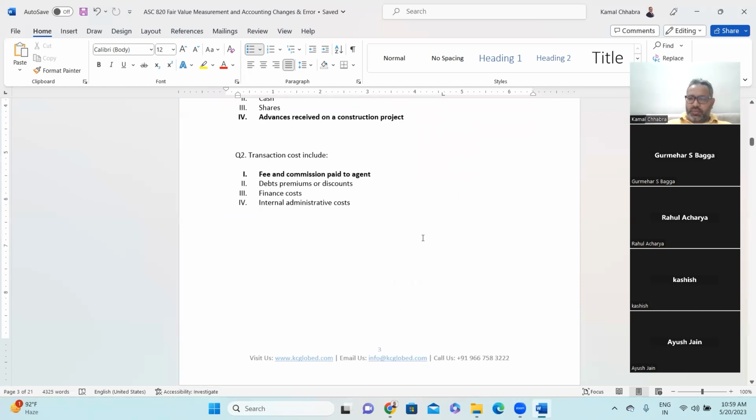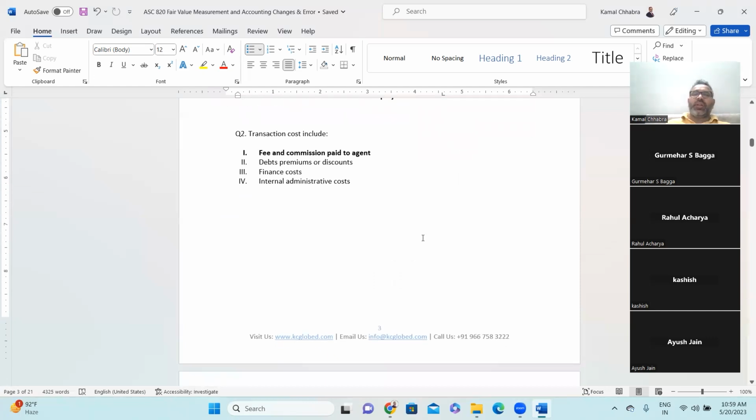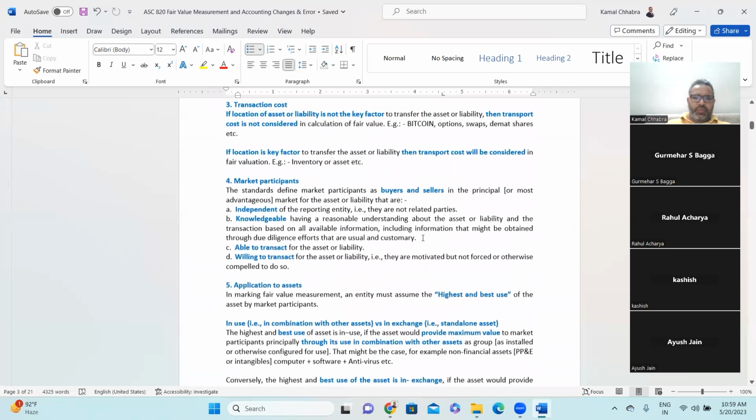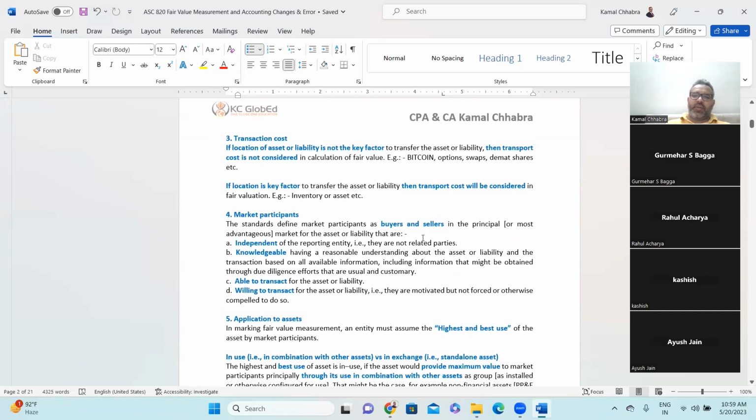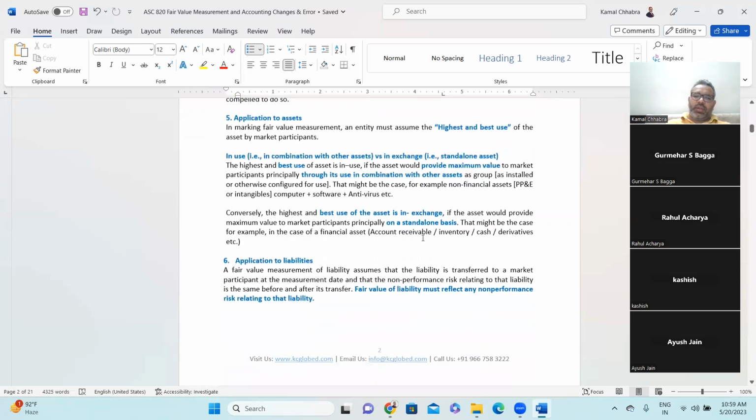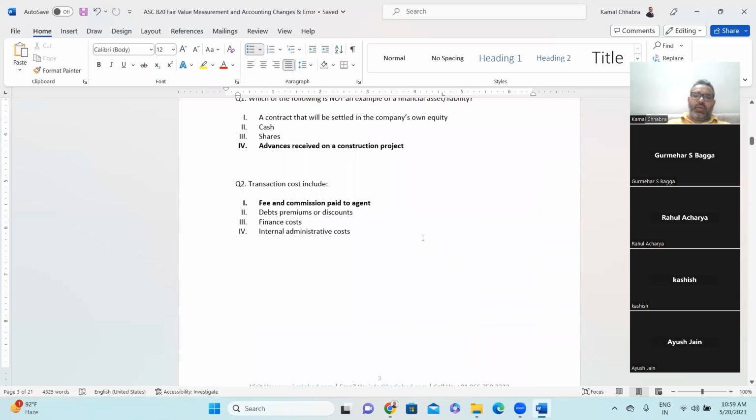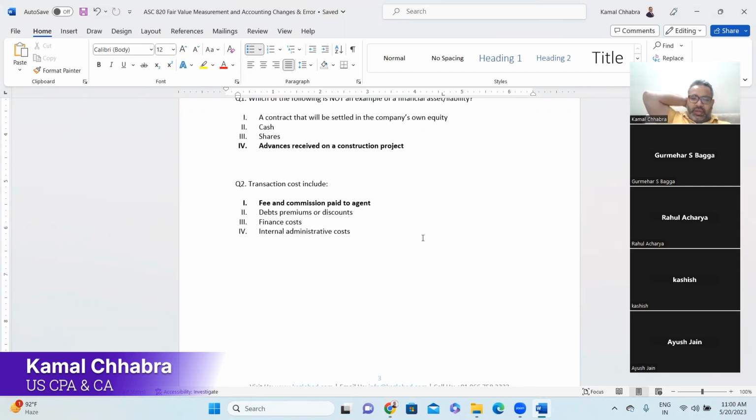Next one is transaction cost. This is also we studied in the definition. So what is transaction cost? If you remember from the definition, majorly like transportation cost from changing over from one place to another place, right? So that includes fee and commission paid to agent. Debt premium or discount, no, that's not a transaction cost. Finance cost, interest cost is not a transaction cost, or internal administrative cost is not a transaction cost, right? So fees and commission which you have paid to the agent for transferring the property or inventory from one place to another place comes under the transaction cost. Make sense? Any doubt so far?